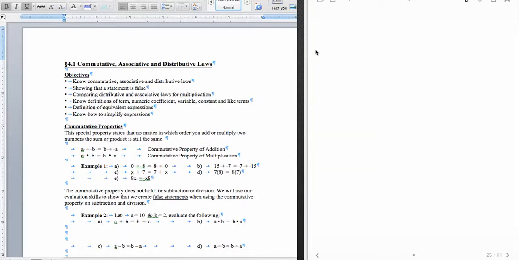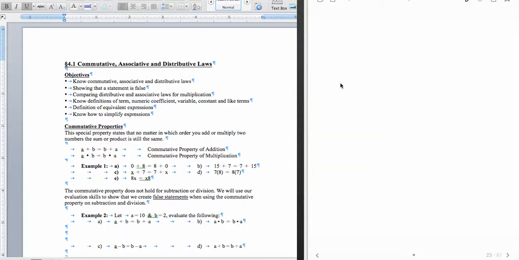This is our first lecture on Section 4.1, the commutative, associative, and distributive laws. Our objectives are going to be to know the commutative, associative, and distributive laws, showing how a statement is false, comparing the distributive and associative laws for multiplication, and knowing the different definitions of terms, numeric coefficients, variables, constants, and like terms, knowing what an equivalent expression is, and knowing how to simplify expressions.